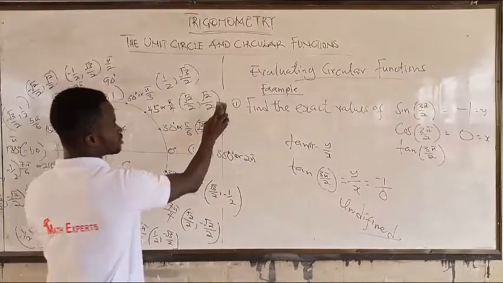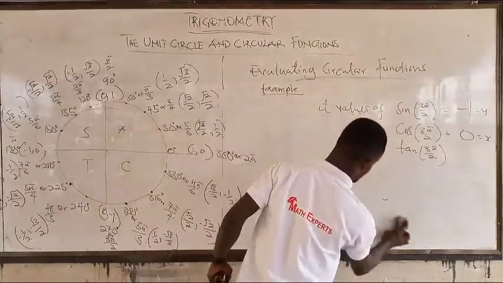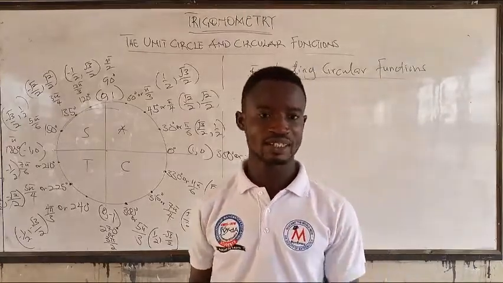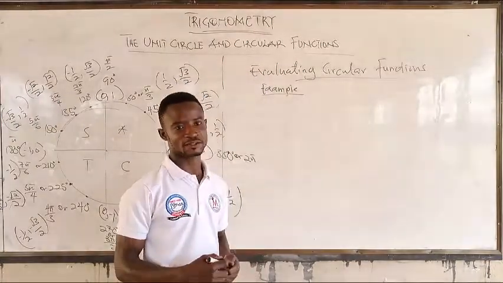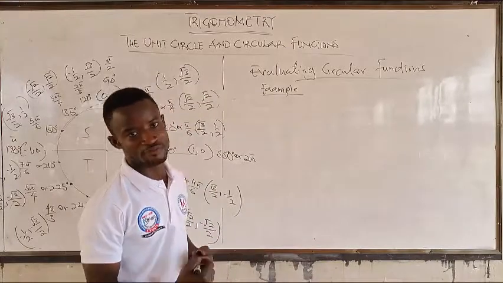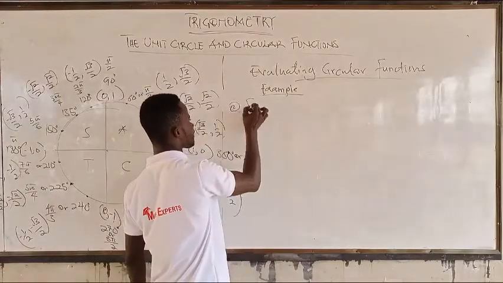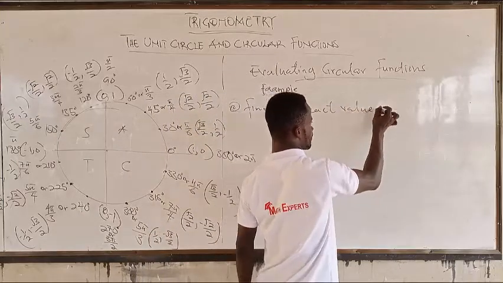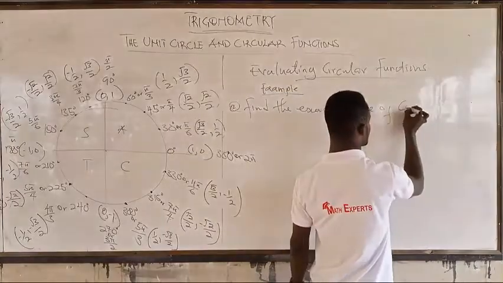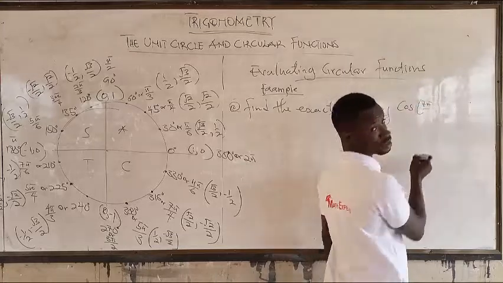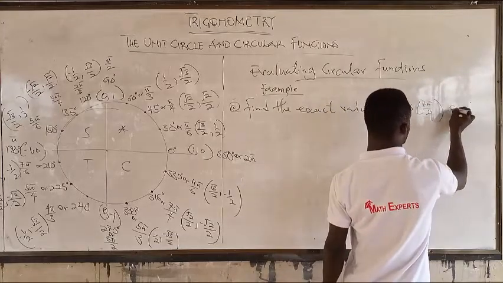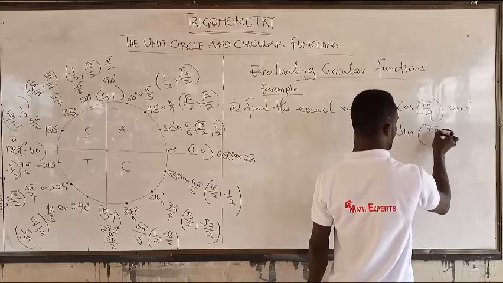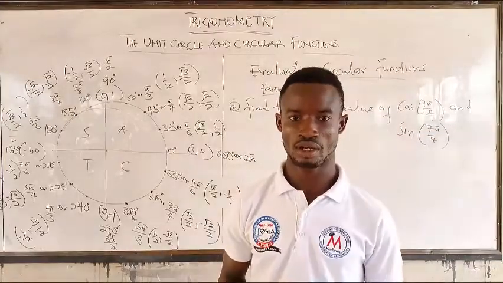Okay, so let's look at this. Question 2 will be how to find the exact value of cos 7 pi over 4 and then sine 7 pi over 4.